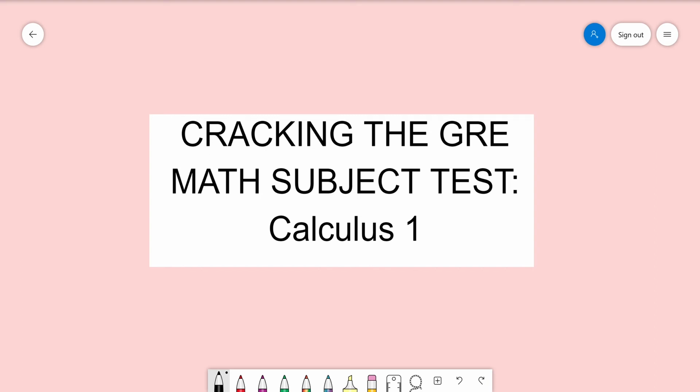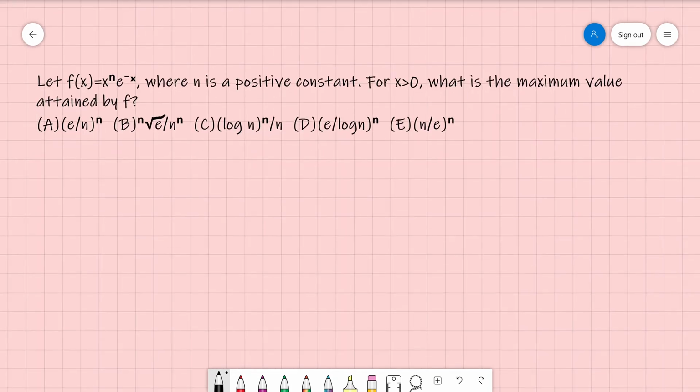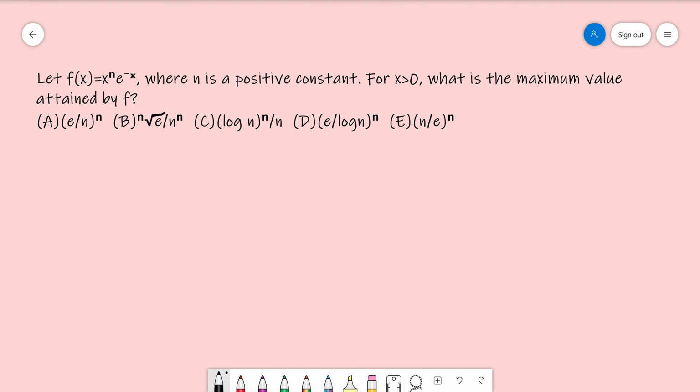We're on Calculus 1 and this is problem number 22. In this problem we're given a function, f of x equals x to the n times e to the negative x, where n is some positive number, and we're asked what is the maximum value for all positive x. When we hear maximum values, we know we're going to have to take the derivative, set it equal to 0, and solve for x.